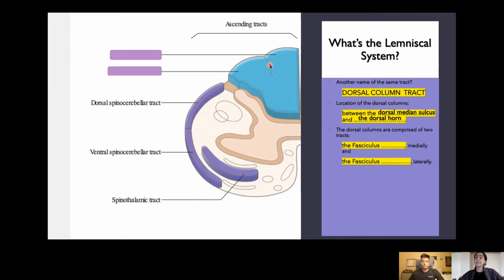And it's divided into 2 fasciculi. The most middle one, this one, what's the name? The name is gracilis. And the lateral one is called fasciculus cuneatus.